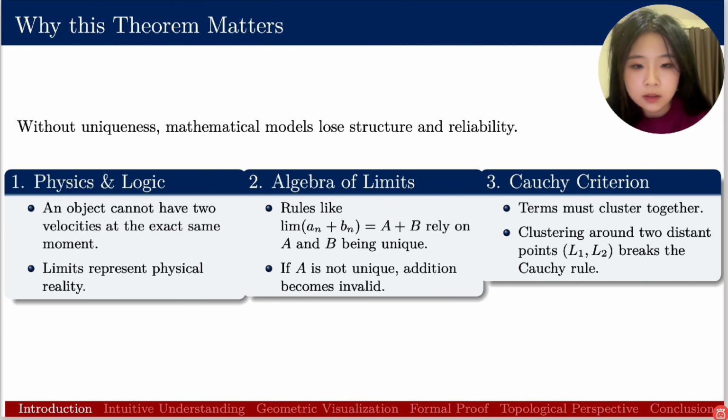Thirdly is the Cauchy criterion. The Cauchy criterion says that the terms of a convergent sequence must get closer and closer to each other. If a sequence could go to two different places, the terms wouldn't be able to cluster close together, which would break the rules for convergent sequences.